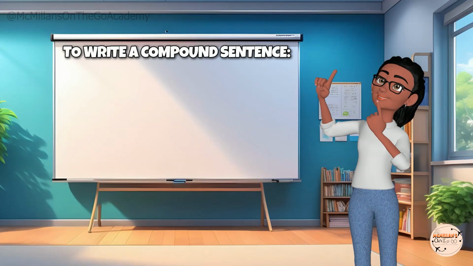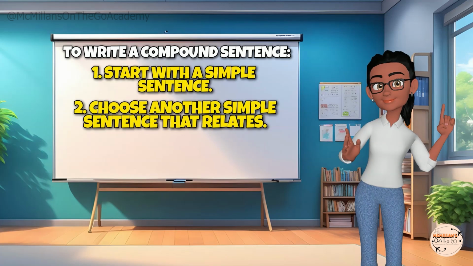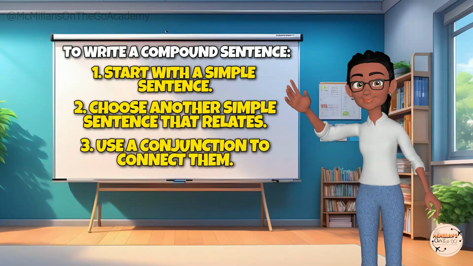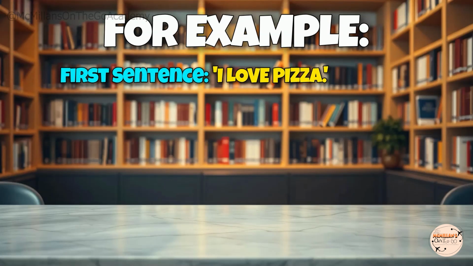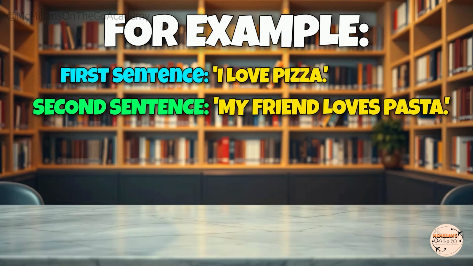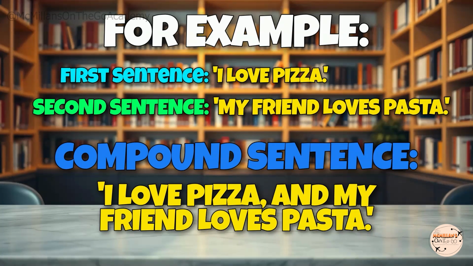To write a compound sentence. 1. Start with a simple sentence. 2. Choose another simple sentence that relates. 3. Use a conjunction to connect them. For example, first sentence, I love pizza. Second sentence, my friend loves pasta. Compound sentence, I love pizza and my friend loves pasta.